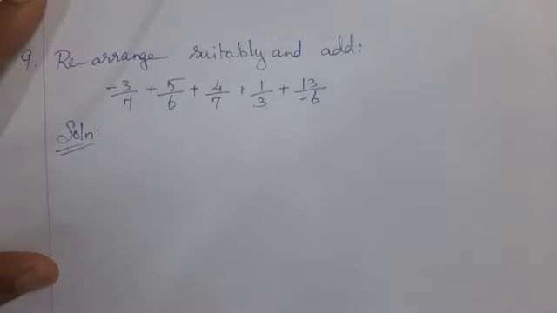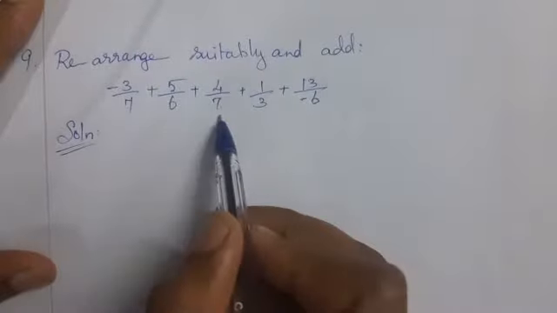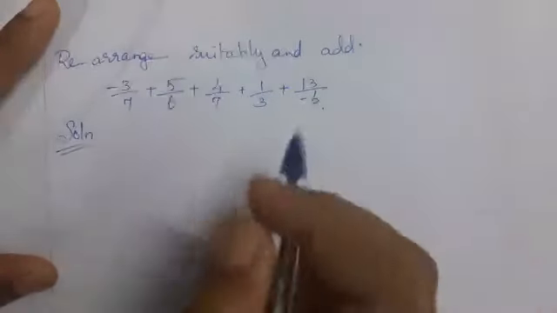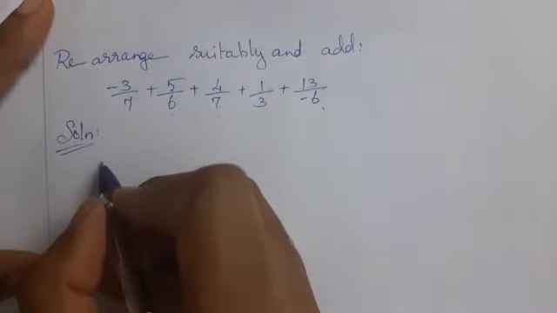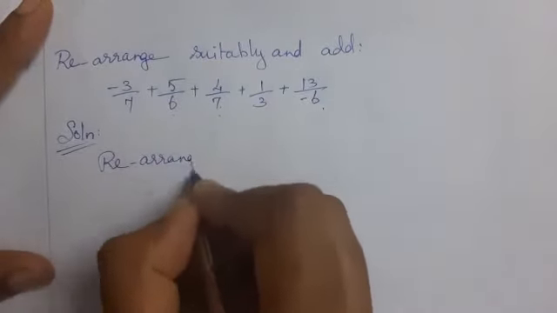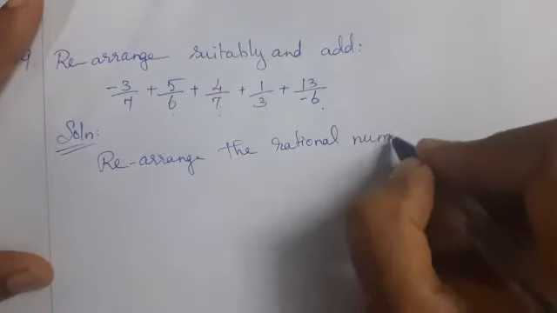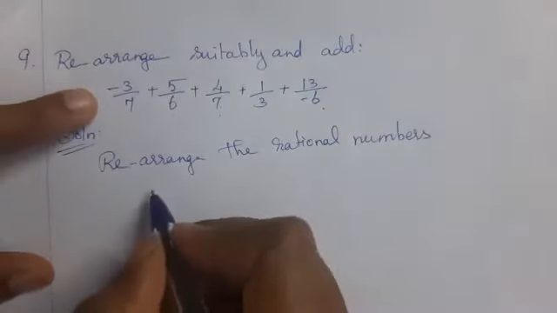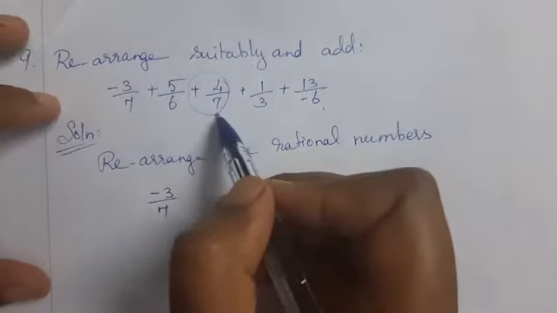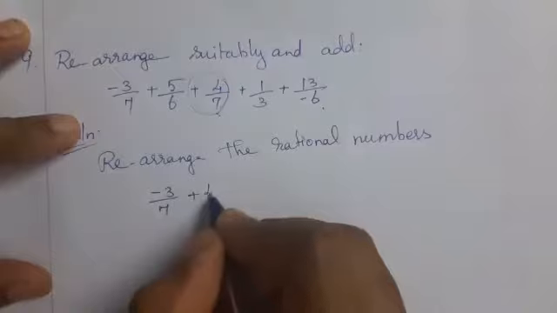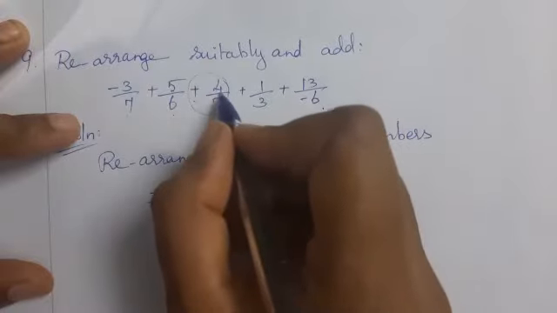See the 9th question, rearrange suitably and add. See the question, these two terms have the same denominator. First arrange it properly. If the denominator is in negative, first change that. Rearrange the rational numbers. See, here in the numerator only minus, no problem. Now take the next term which has denominator 7. This positive sign is for this term. Always the sign for each and every term is present in front of that.